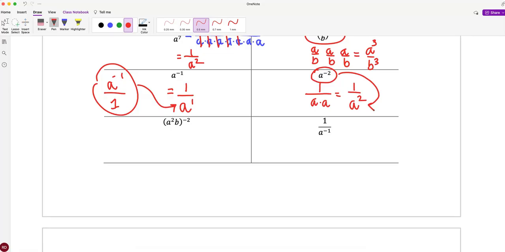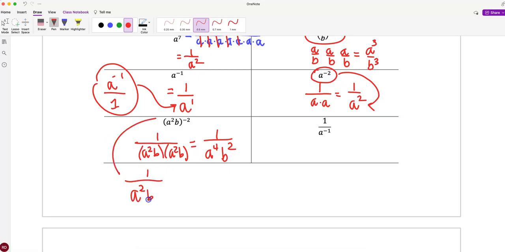This one, so it's going to be what? Dividing by a squared and b twice. So a squared b, a squared b. And so this is just 1 over a to the fourth and b squared. Another way of thinking about this, this is just 1 over a squared b squared.